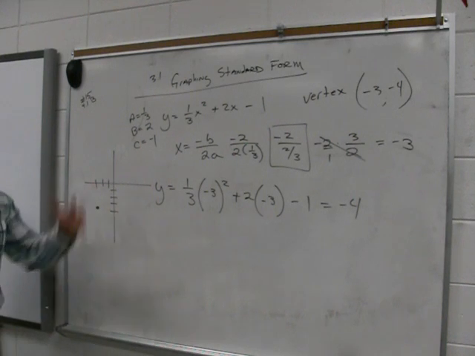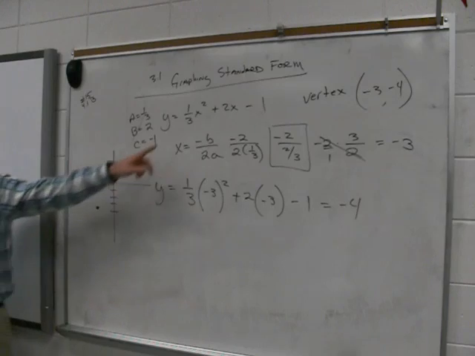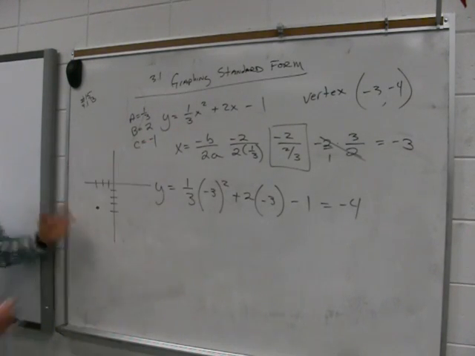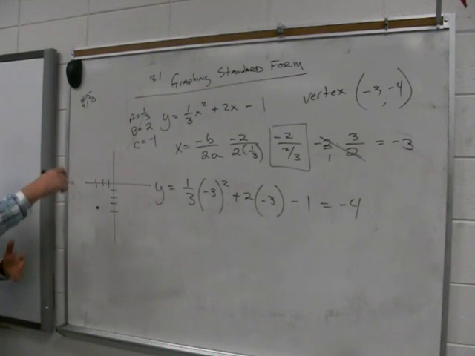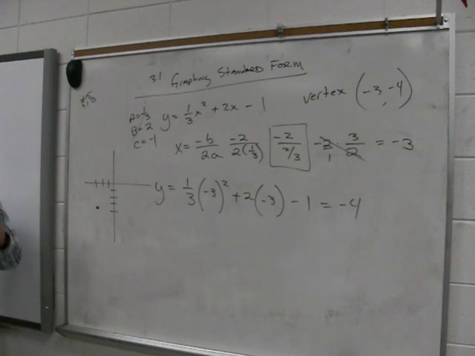Is the graph going up? Is it opening up or is it opening down? It's opening up because why? A is positive. That means our graph is going up, but that doesn't help us. It's nice to know that and know that the points are going to be up here somewhere, but I need those points. I need 2 additional points.